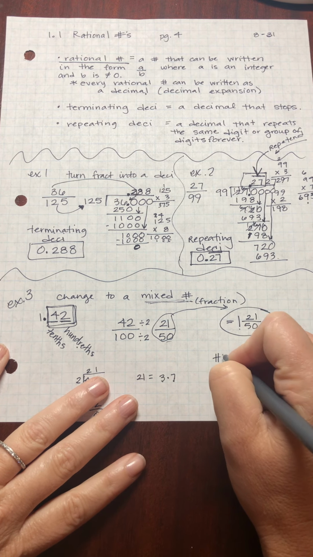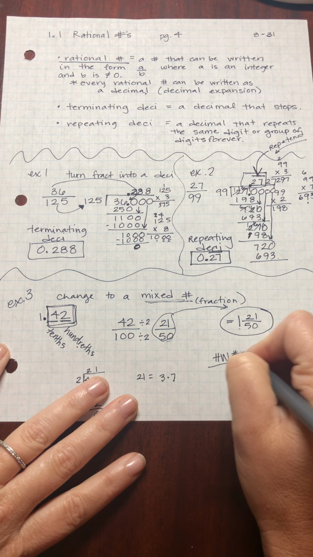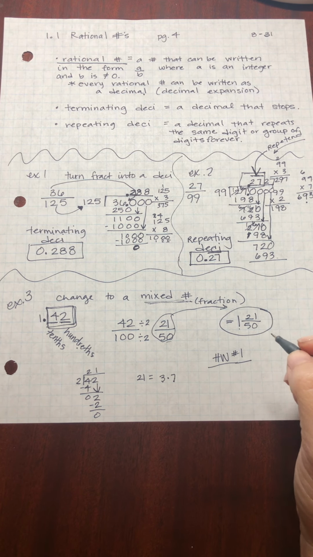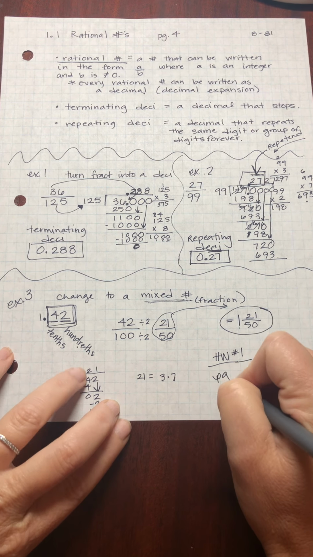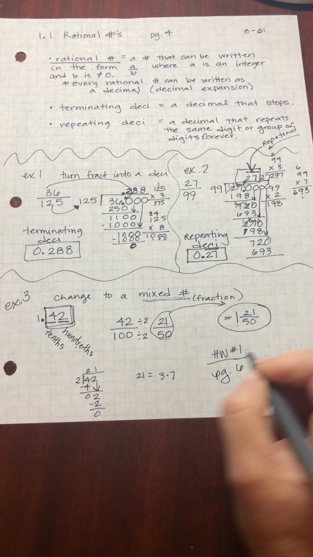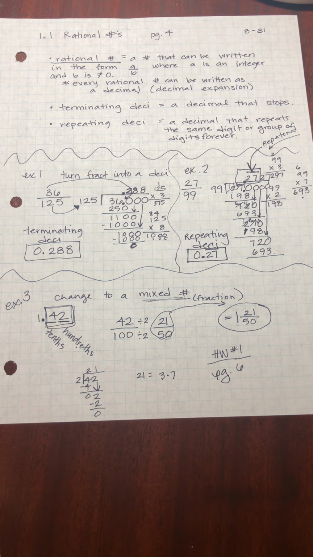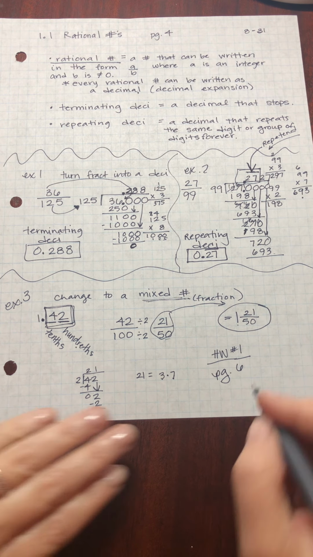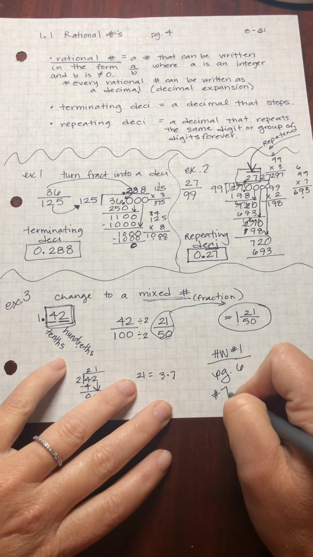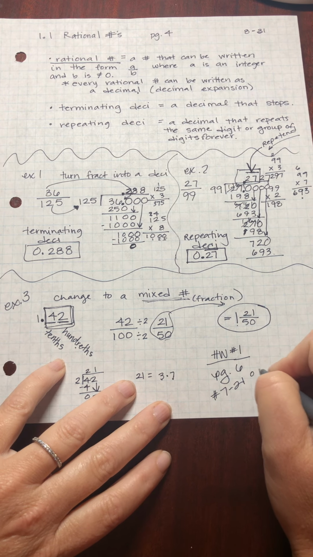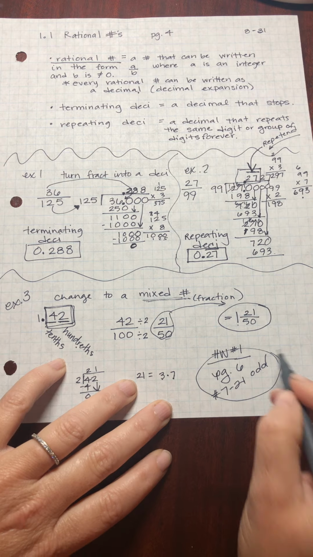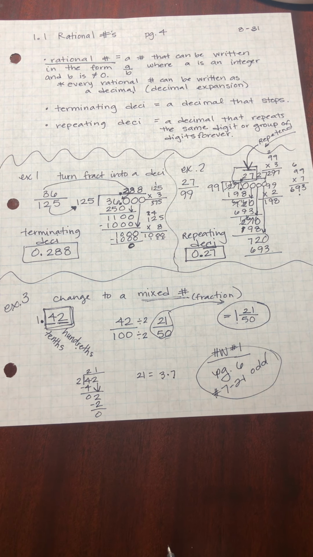All right, guys, for homework. This is homework assignment number 1. We are going to be on page 6. And let's see. I would like for you to try numbers 7 through 21 odd. Okay? We're going to go over the answers. So let me know if you have any questions. Thanks, guys.